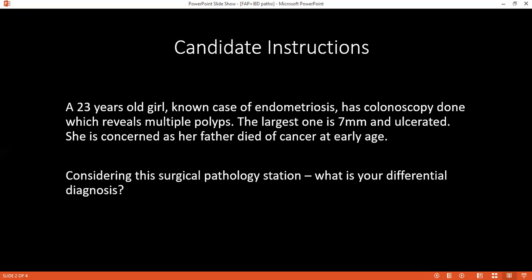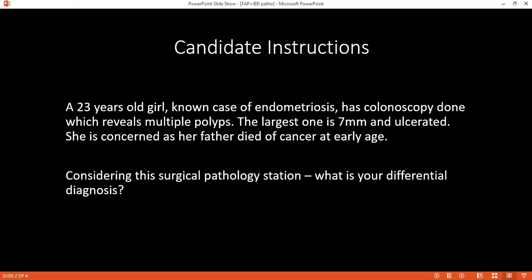Which ones of these are non-neoplastic? Tubular is non-neoplastic, villous is neoplastic. There's a high chance of malignancy in villous adenomas. Tubular and villous both are neoplastic. Non-neoplastic are hamartomatous and metaplastic. Okay, which one has the highest chance of causing malignancy? Villous adenoma.